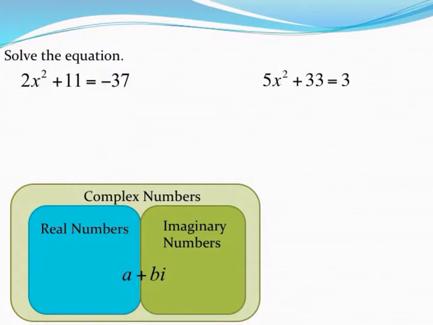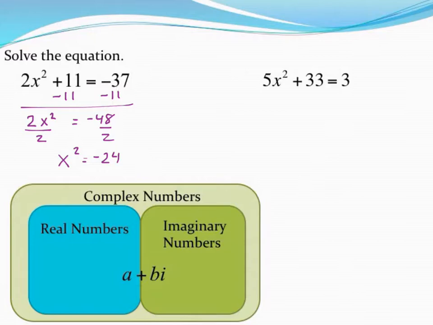So, for example, let's take a look at this first equation, 2x squared plus 11 equals negative 37. We'll start out like we would normally start out solving a problem by using square roots, by getting that square root isolated, so I'll subtract 11 from both sides. And then I'll go ahead and divide both sides by 2, just like I normally do, and I get down to the point where I now get x squared equals negative 24.